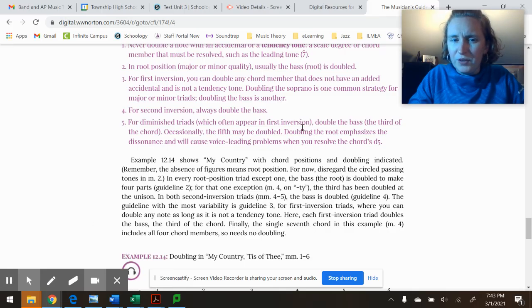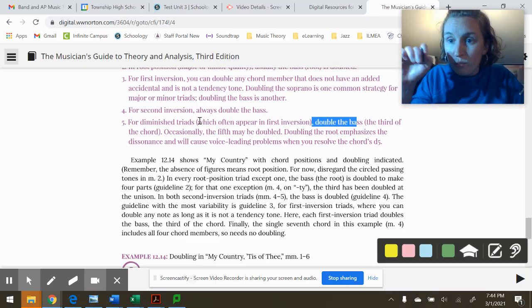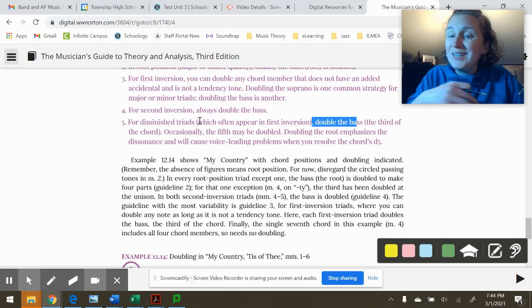I think my computer got funny. The diminished thing. Okay. Hey, look, double the bass. Wow. Now, diminished chords, as it says, often appear in 1st inversion. You're going to see a lot of 7 diminished 6, Roman numeral 7 diminished 6, or 2 diminished 6 in a minor key. You're going to see lots of those.